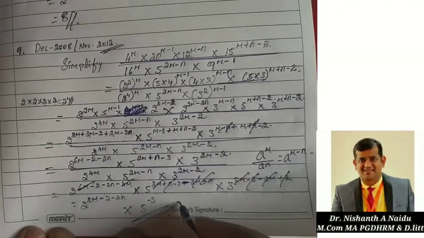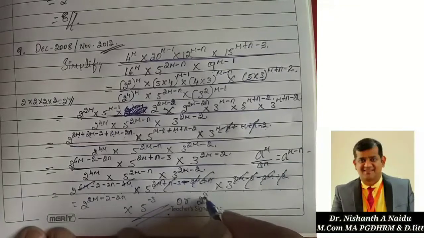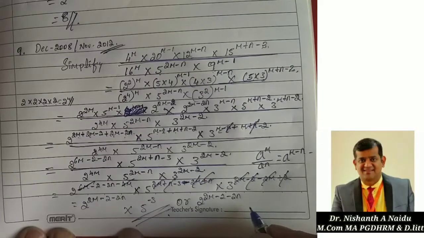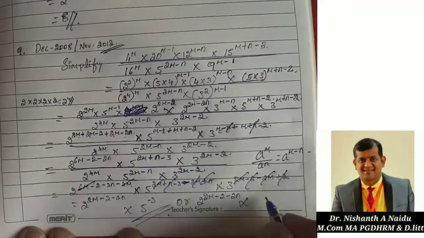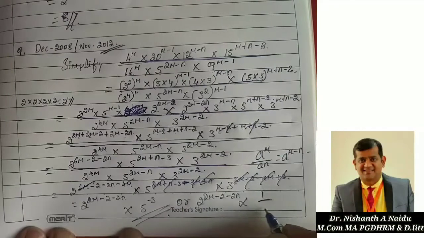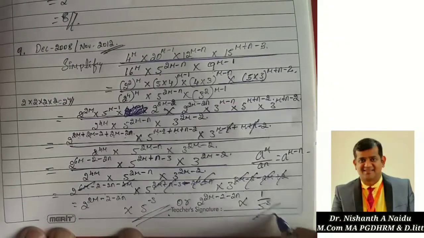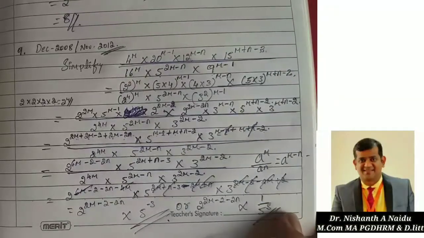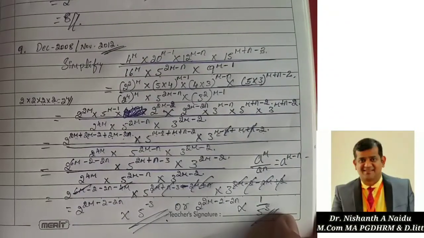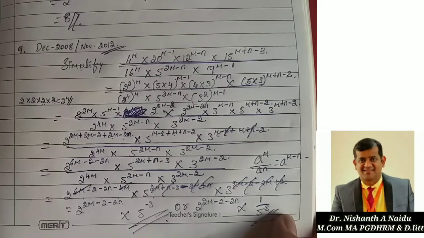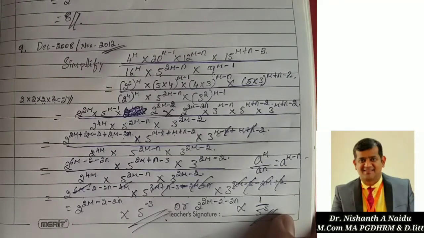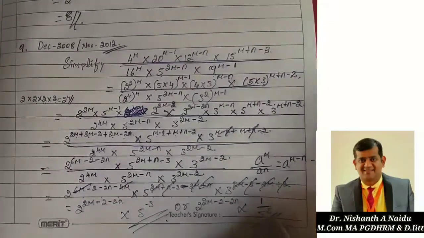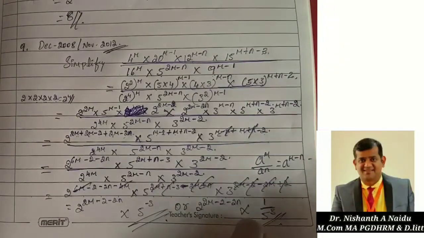You can also write it like this: 2 to the power 2m minus 2 minus 2n, into 1 divided by 5 to the power 3. So this you can also present. So this is the answer. This is all a simple problem, but you have to be a little bit conscious while solving it, otherwise you will get confused. So we are done with this problem, and we are moving further to the next problem.